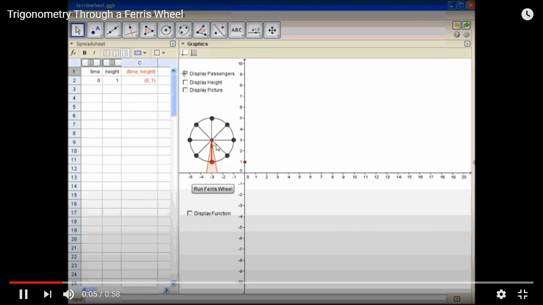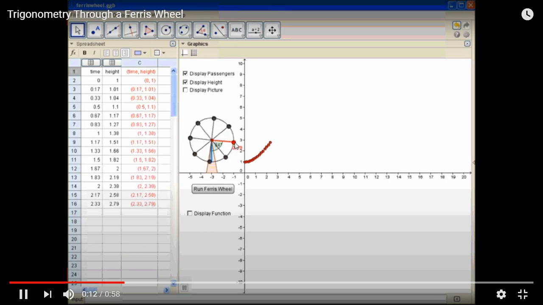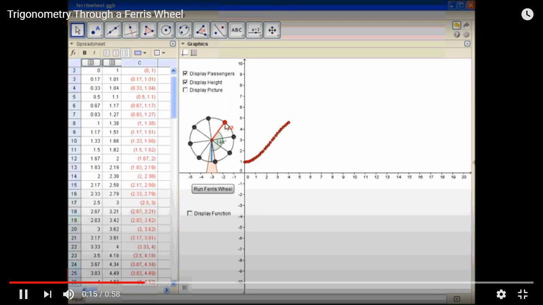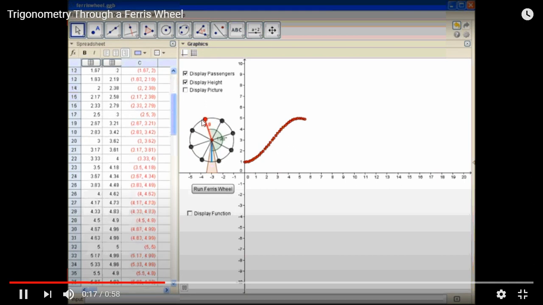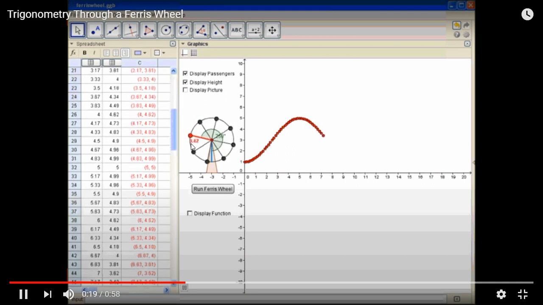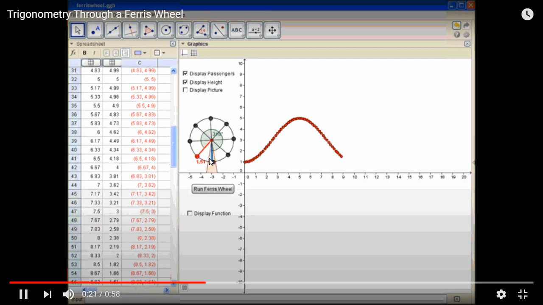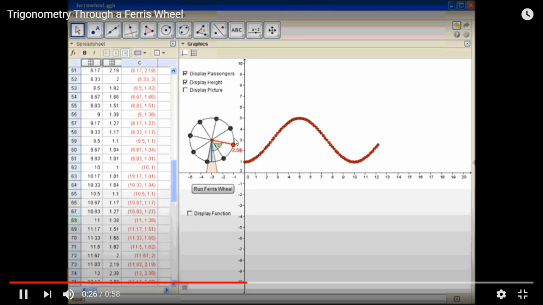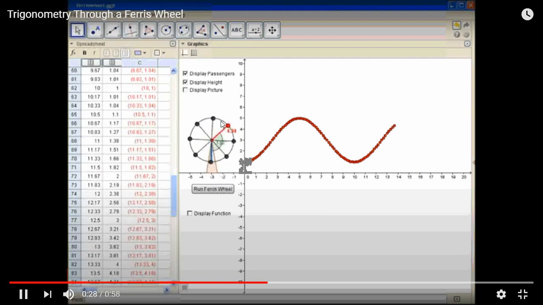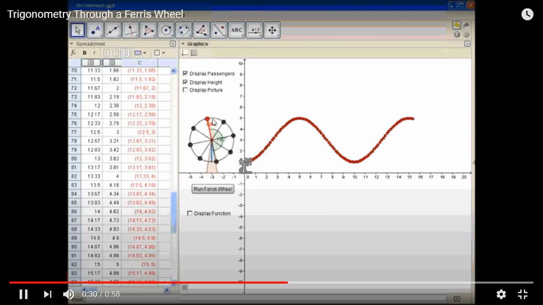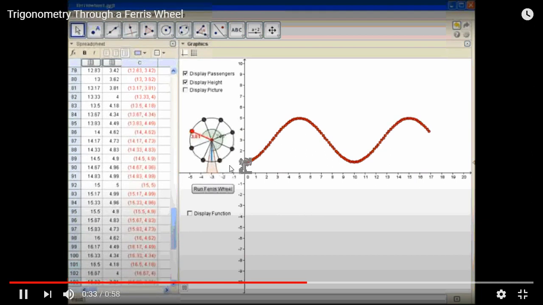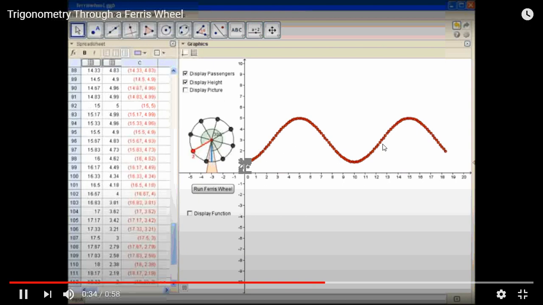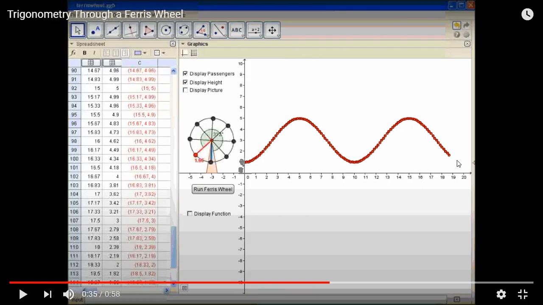A Ferris wheel. So here I've got different passengers. I have a red person sitting here, and that's what my dots are showing is the height above the ground. So there's my maximum height. Notice how it comes back down. It goes through the middle, comes back down. It hits the lowest point, comes back up, goes through your middle point, goes back up. There's my maximum. So notice how the height of the passenger is a sinusoidal function over time.